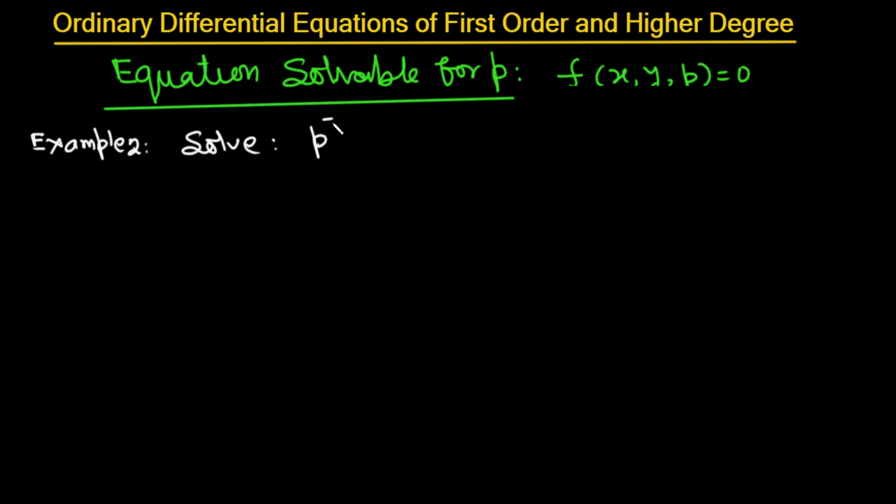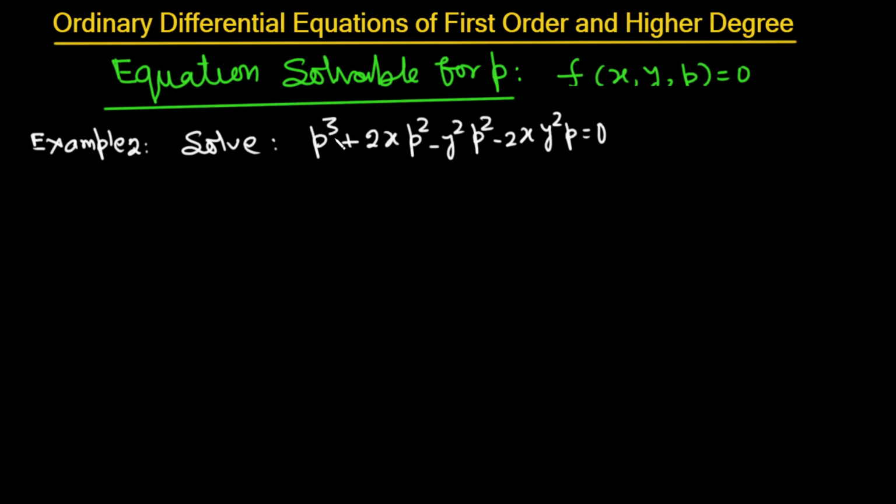This one is p cube plus 2x p square minus y square p square minus 2x y square p equals to 0. This is a first order and third degree ordinary differential equation, third degree because of p cube. Okay, so let us try to factorize it as linear factors of p variable.